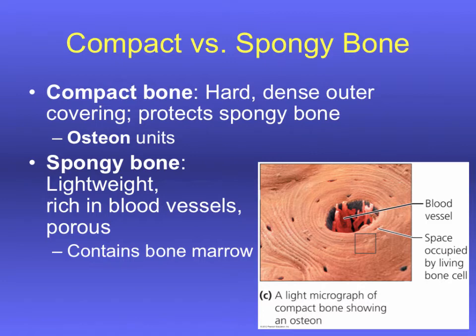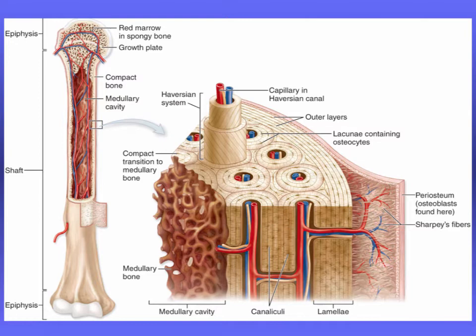Once you move toward the core of the bone, then you start running into more of that spongy bone, which is a lot more lightweight, has a lot more in the way of blood vessels, and is porous. This is also where you tend to find the bone marrow. So this is where you might see some of those functions, like producing blood cells, taking place, in the spongy bone. Again, another pretty good look at a cross-section of a bone here.